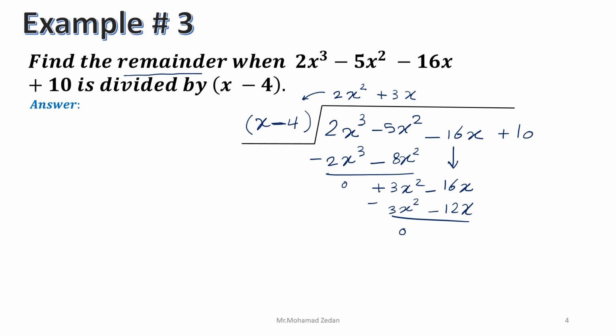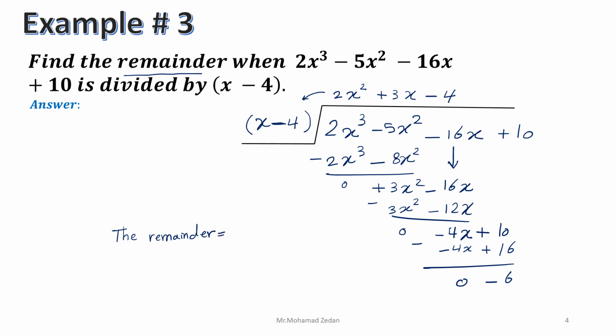Subtract. This is 0. Negative 16 minus negative 12 is negative 4x. Okay, bring 10 here, plus 10. Now negative 4x divided by x is negative 4. Negative 4 times x is negative 4x, and negative 4 times negative 4 is positive 16. Okay, subtract, you will get 0, and 10 minus 16 is negative 6. So the remainder here, you can write, remainder equals negative 6.